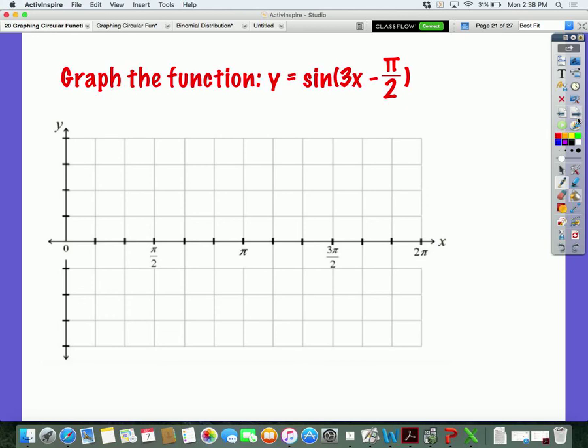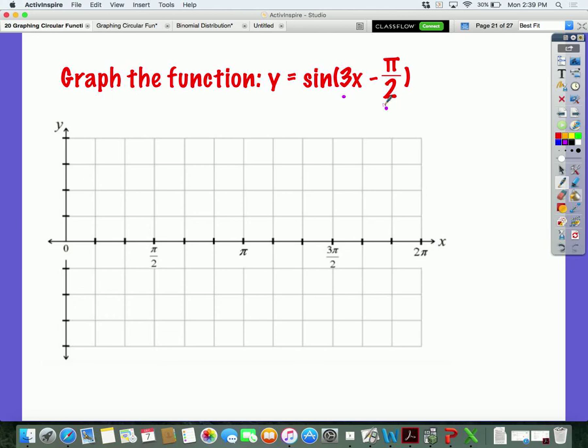So both of these values affect our x's. Just like before, when it's on the inside, it affects our x's. On the outside, it affects our y's. Okay? So we can do this all in one step, or we can split it up. Which one do you want to do? You want to do all in one, or you want to split it up?